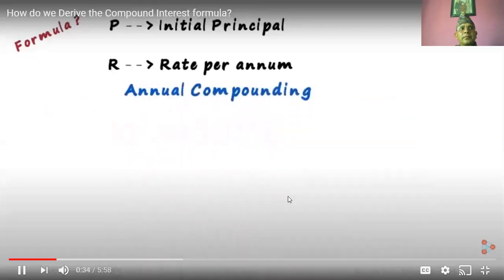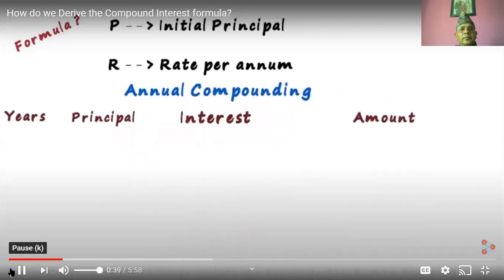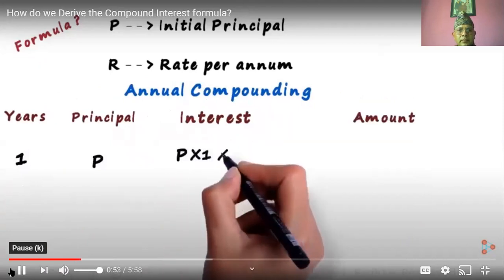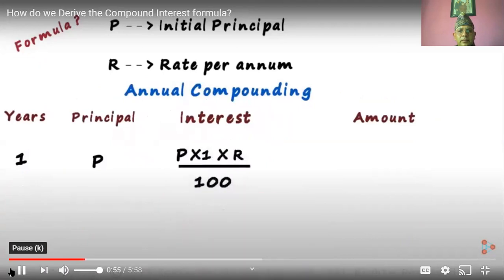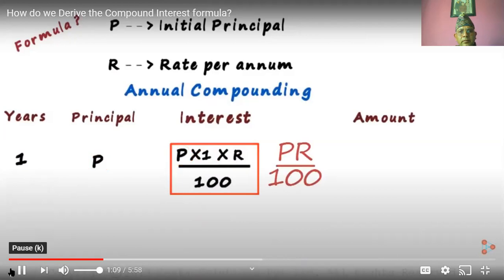We make columns of years, principal, interest, and amount. For the first year, the principal will be P. So the interest will be PTR divided by 100. That is P multiplied by 1 multiplied by R divided by 100. P is the principal at the start of the year. 1 is the time period in years, and R is the rate per annum. This is also equal to PR divided by 100.